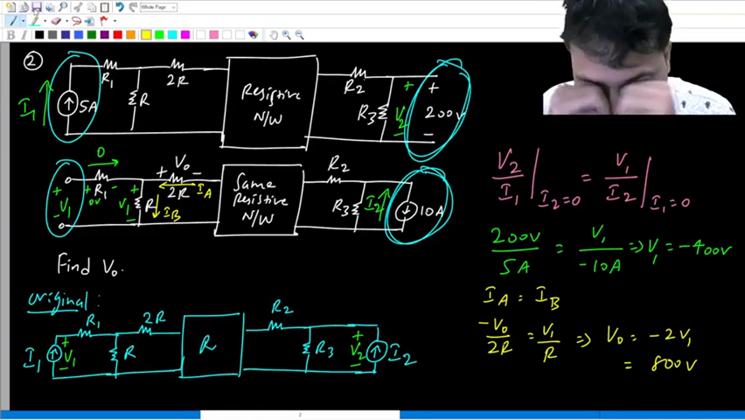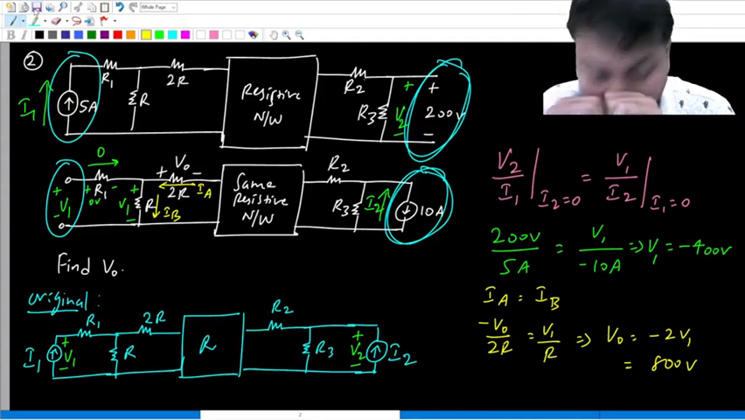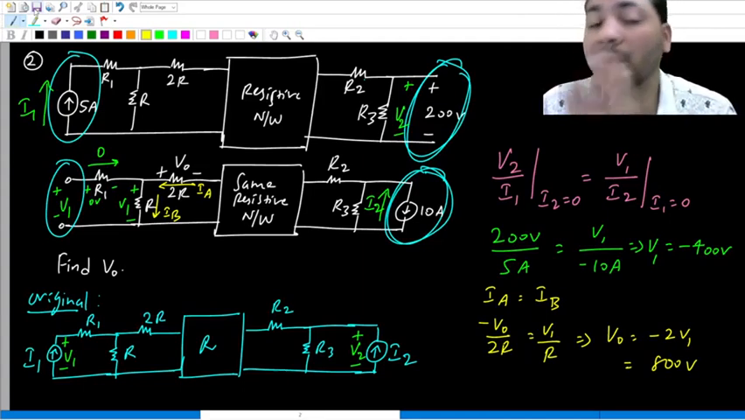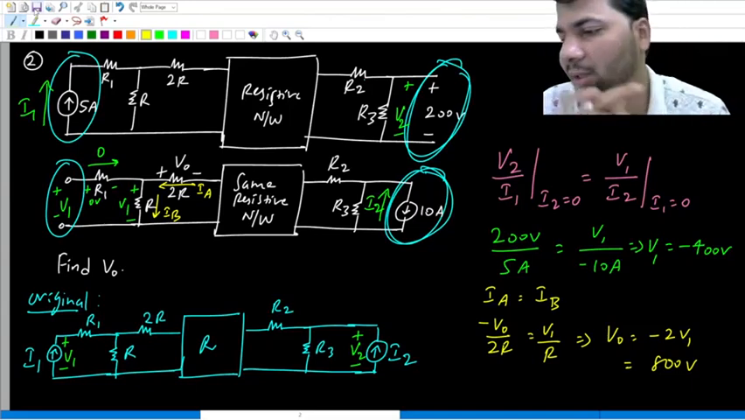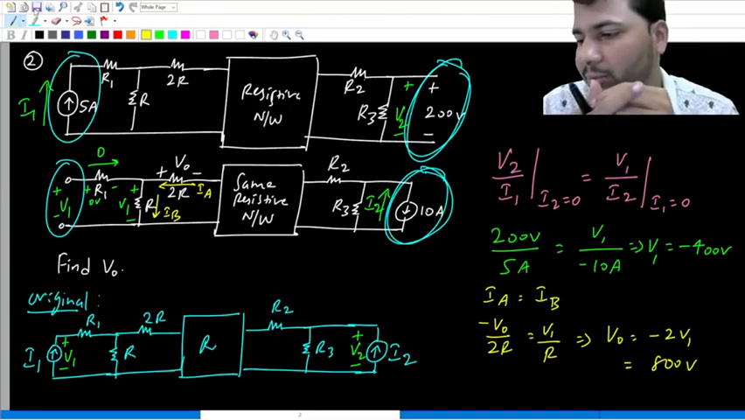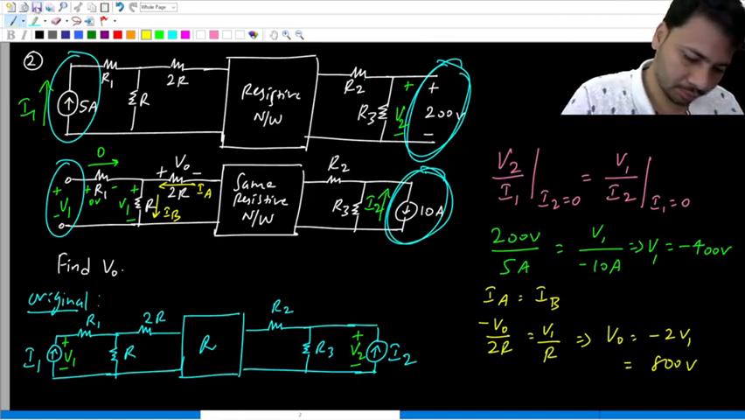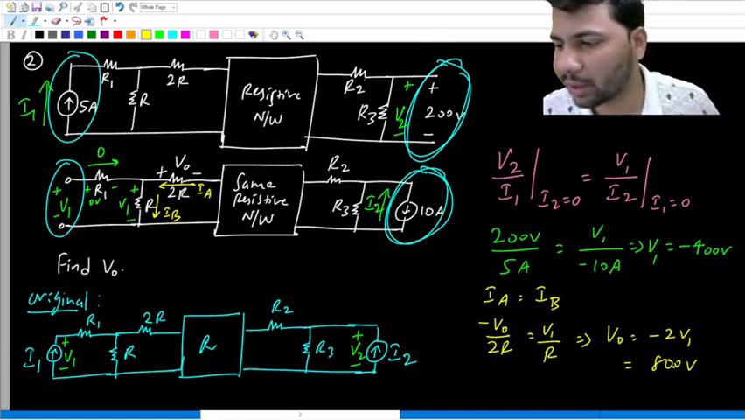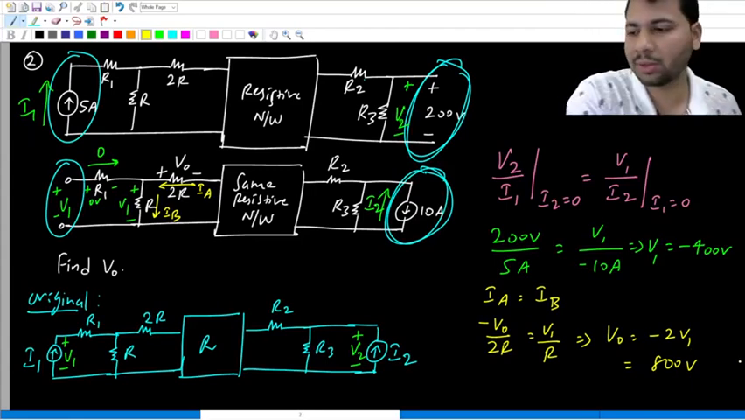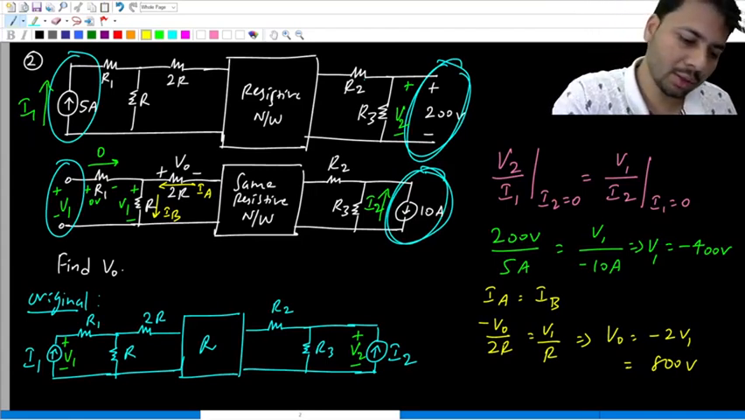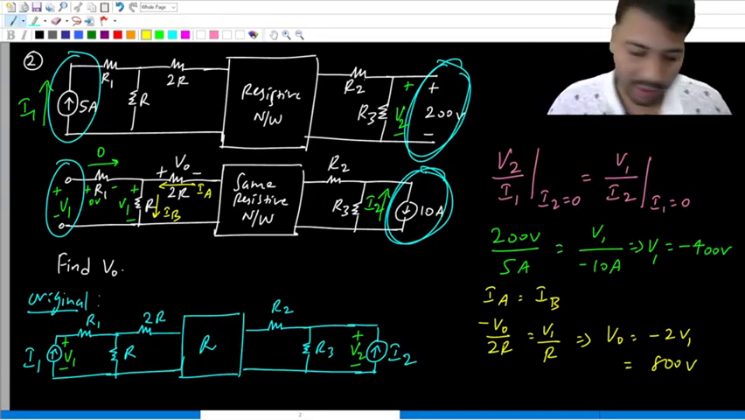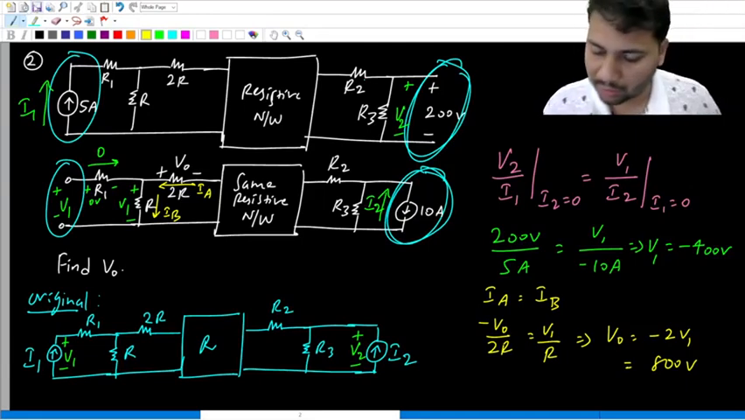So it is quite simple to know that the value of V0 is 800. But is it plus 800 or minus 800? That is the tricky part. And that is where you have to be a little bit extra careful. Okay. So V0 is 800. So even if you know reciprocity theorem, but if you get the answer as minus 800, then it is incorrect. Okay.